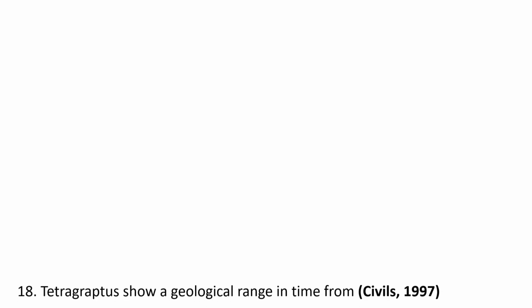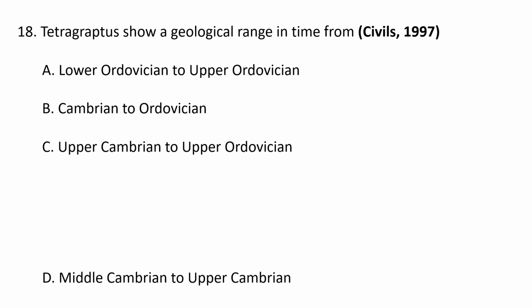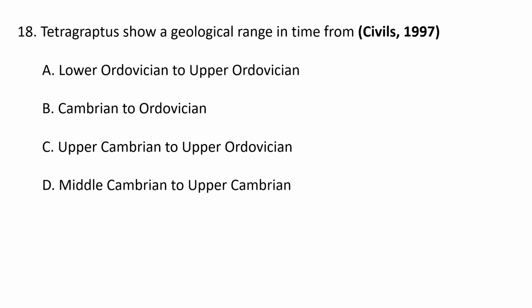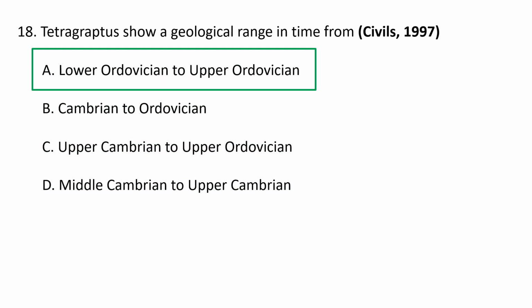Next question. Tetragraptus shows a geological range in time from A. Lower Ordovician to Upper Ordovician, B. Cambrian to Ordovician, C. Upper Cambrian to Upper Ordovician, D. Middle Cambrian to Upper Cambrian. So the geological age of Tetragraptus is Lower Ordovician to Upper Ordovician. So graptolites are more abundant during the Ordovician period. So A is the correct answer.